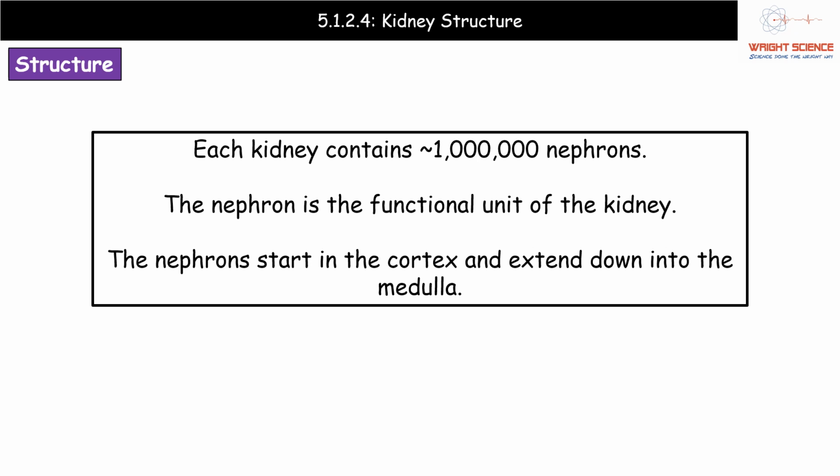Okay, let's jump into the structure of the kidney in a bit more detail then. In terms of the kidney itself, the bit we're really going to be focusing on are those units called the nephrons. And each kidney's got about 1 million nephrons in it. And these are those functional units of the kidney. This is where they're actually going to be doing their thing, so to speak. So the nephrons start in the cortex, that outer region, and then they extend down into the medulla, that inner part.